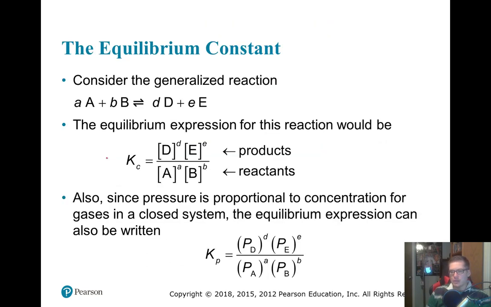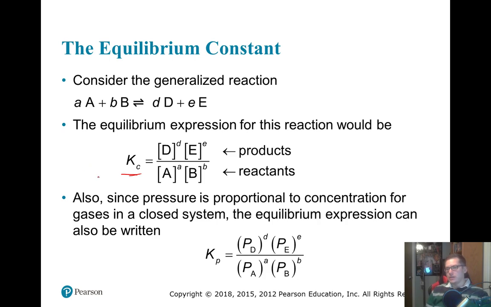All right. So equilibrium constant. What is that K value? Here's our generalized reaction, and here's our equilibrium expression using this generalized reaction. Coefficients become exponents, and we always use concentration, so this is our Kc.